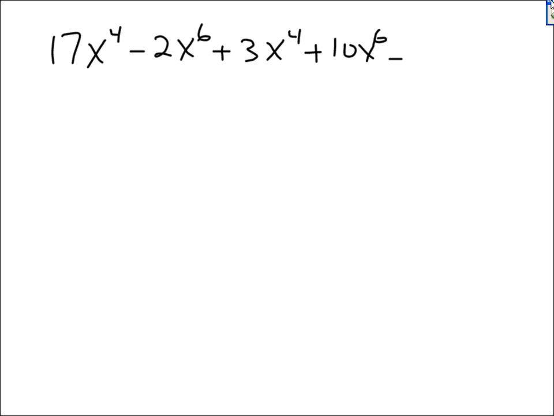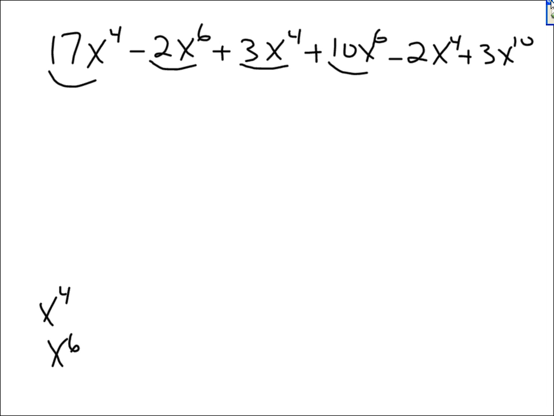Try one more. Suppose you had 17x to the 4th minus 2x to the 6th plus 3x to the 4th plus 10x to the 6th minus 2x to the 4th plus 3x to the 10th. We have x to the 4th terms. We have x to the 6th terms. And x to the 10th. These are the different terms that we have.